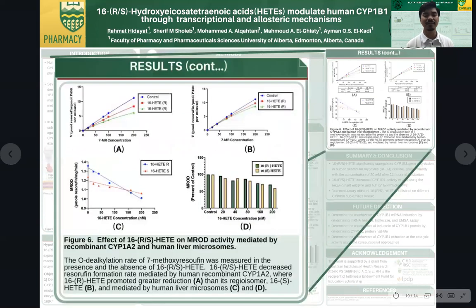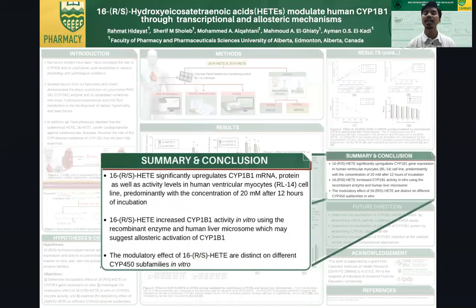However, surprisingly enough, unlike in CYP1B1, 16-HETEs were able to tremendously inhibit CYP1A2 catalytic activity, measured via EROD assay. This directed our understanding that CYP1B1 may experience allosteric regulation, enabling it to increase metabolic formation rate in the presence of 16RS-HETE. Hence, we concluded that 16RS-HETE significantly upregulates CYP1B1 gene expression and activity in the RL14 cell lines and increased CYP1B1 activity in vitro using the recombinant enzyme and human liver microsomes.